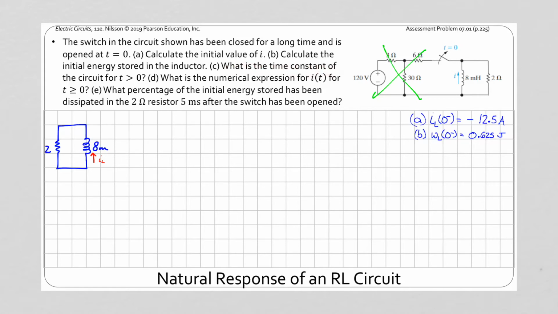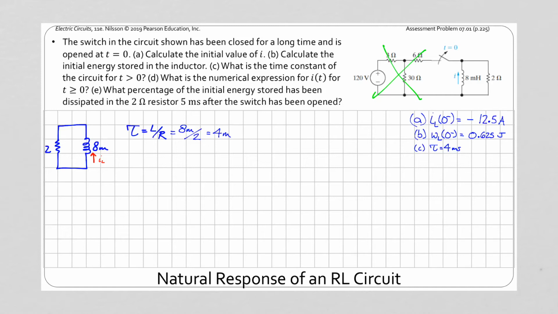If we want to find the time constant of the circuit, we have an equation for the time constant, and we know what the inductance is and we know what the resistance is. In this case, there's only one resistor that's left connected to the inductor, so that'll be the resistance that we'll use. And so we find that the time constant tau of this circuit is going to be 4 milliseconds.